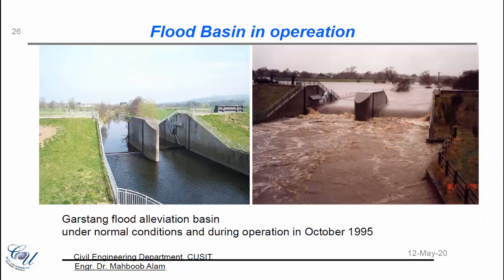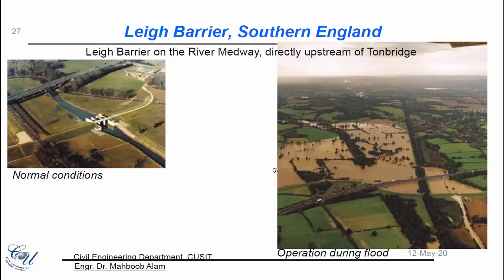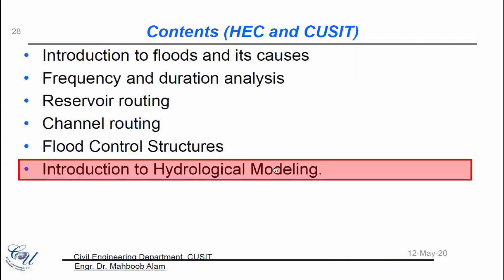This is one example of this structure. In a normal situation, the flood basin would be working like this, but once we have a flood, you see that these gates are opened up and the water is released into the adjacent areas. Some other examples here of the detention basin along the river structures.